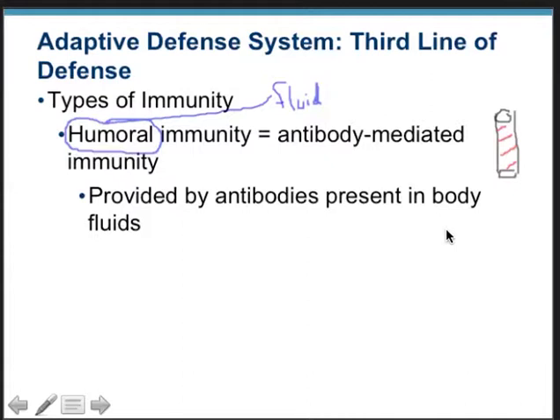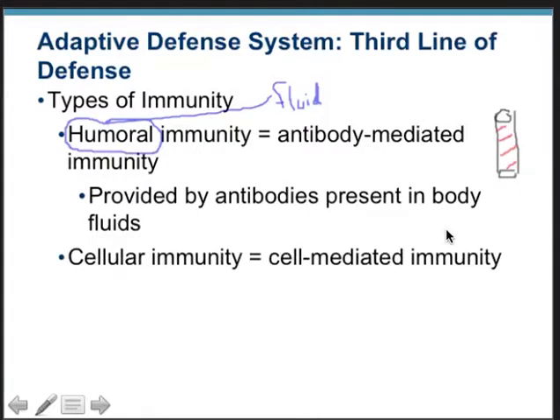It's provided by antibodies that are present in our body fluids when we're talking about this humoral immunity, and these are produced by a special type of lymphocyte called the B lymphocyte, which matures in our bone marrow.